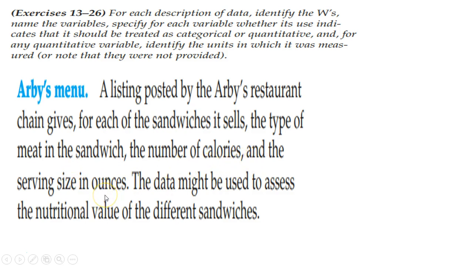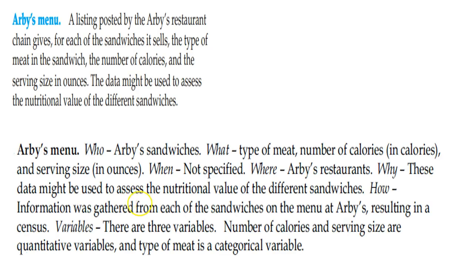So basically they have that all listed there. The data might be used to assess the nutritional value of different sandwiches, which is true. So you can look at all the stuff that's in the sandwich. Now, who? Well, it was Arby's sandwiches. They were looking at all of Arby's sandwiches. What type of meat? All right. The number of calories, the serving size.